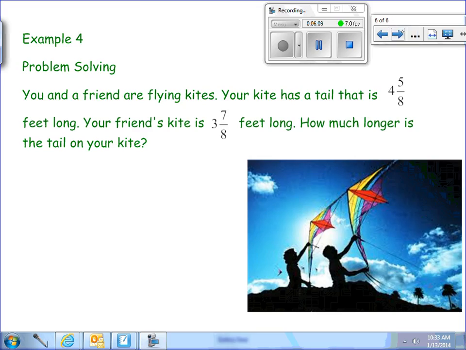In our last example, problem solving. You and a friend are flying kites. Your kite has a tail that is 4 5/8 feet long. Your friend's kite is 3 7/8 feet long. How much longer is the tail of your kite?